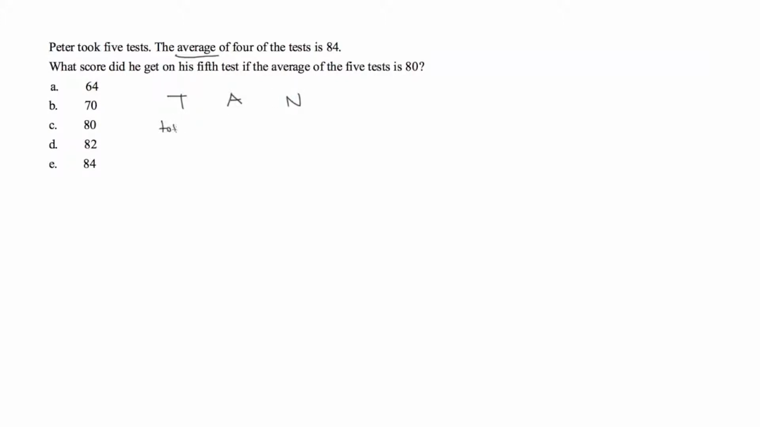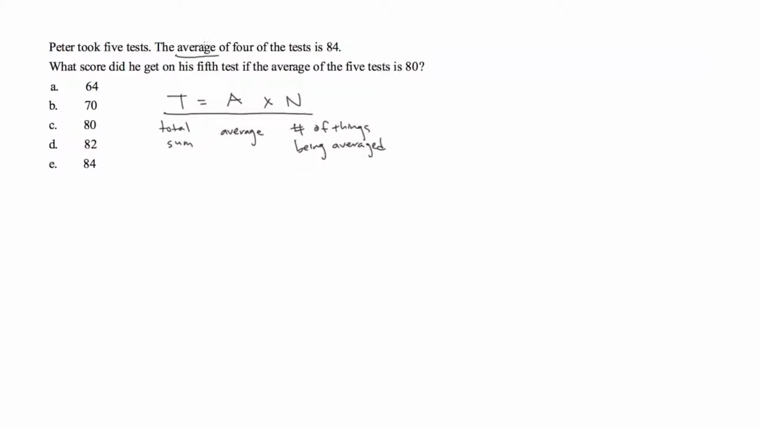where T is the total, or the sum of all the values. A will be the average value, and N is the number of things you are averaging, or the number of things being averaged. How this works is the total, or the sum, is equal to the average times the number of things that are being averaged. So we can make a nice chart to kind of organize all our numbers.